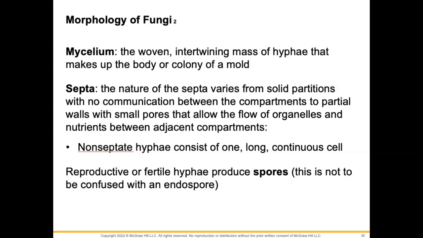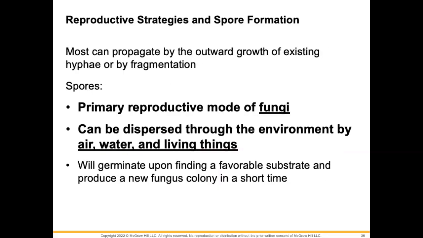The reproductive or fertile hyphae produce spores, and this is not to be confused with the term endospore. So we're talking about fungi here and not endospores. So remember that fungi can release spores, which is a way for them to spread themselves around, basically. We're going to talk more about that coming up here. So most fungi can propagate by the outward growth of existing hyphae or by fragmentation.